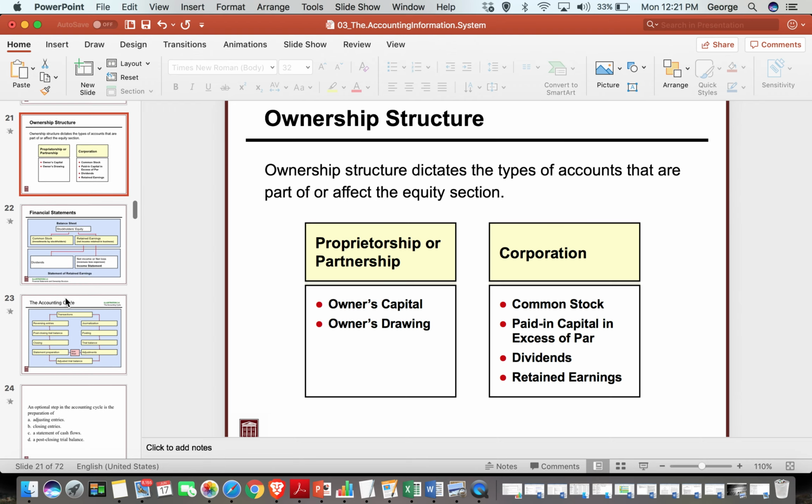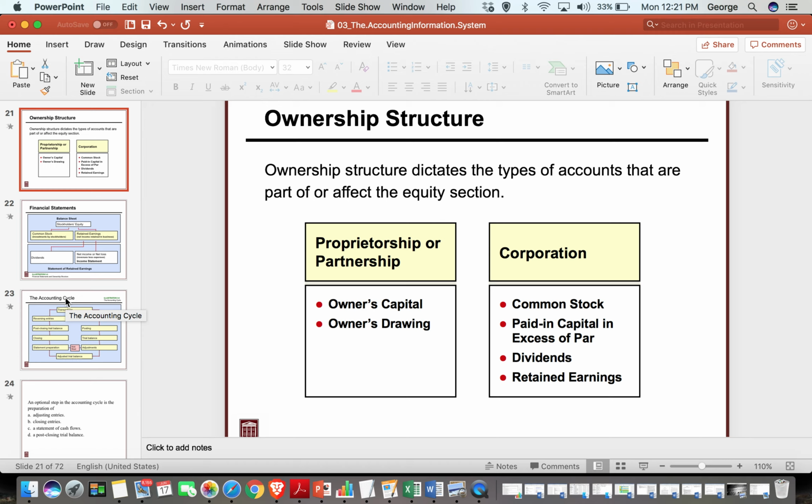Companies have different types of ownership structure, right? So that dictates the type of accounts that are part of the equity section. If you're a proprietorship or a partnership, you may remember these accounts: owner's capital, which is similar to retained earnings for a corporation, and then owner's drawing, which would be similar to dividends. For a corporation, common stock would represent your shareholders' ownership in the corporation. If they bought the common stock at a price higher than par, which they probably did, you're going to have paid-in capital in excess of par. Not to worry about this one until Accounting 302.